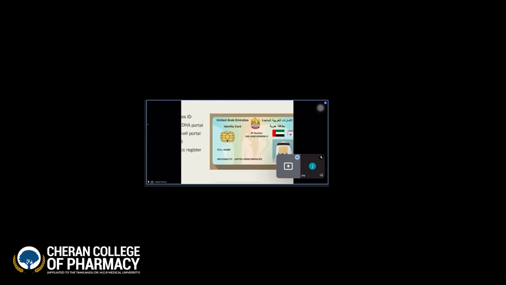It is actually similar to our passport. We can use the Emirates ID as our passport even. If you want to go out of Dubai, you can just use your Emirates ID. Whatever details you want to get, here you can see a chip, right? Everything will be stored in that chip. So the medication details will also be stored.